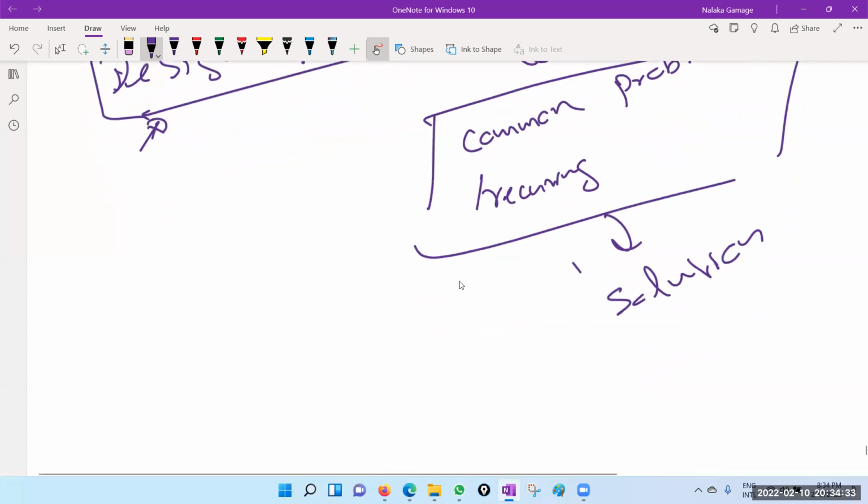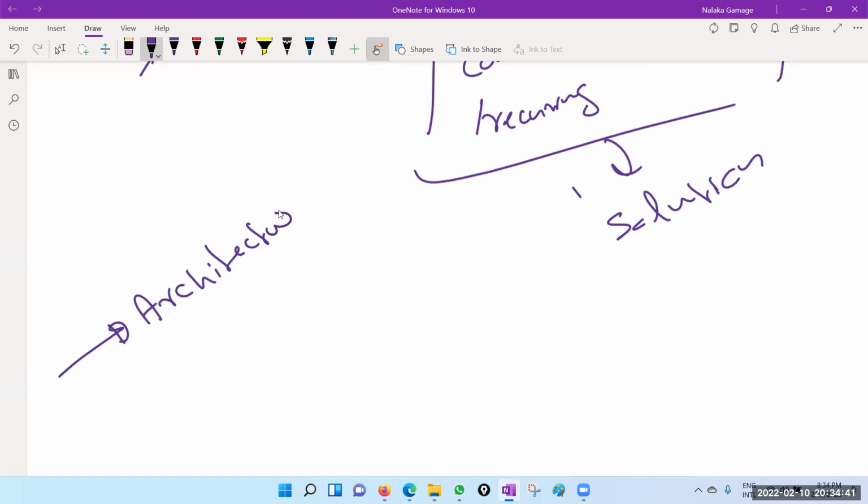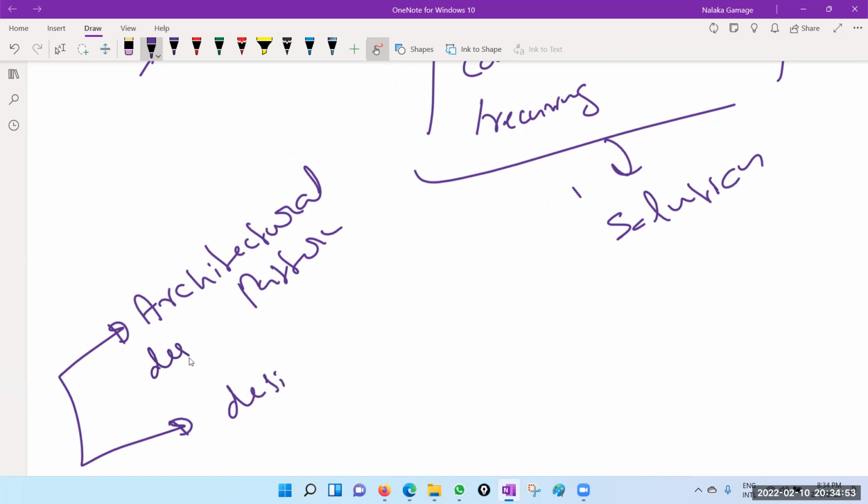And there are two types of design patterns. One is very high level patterns. We call them architectural patterns. And then we have more low level patterns. So we just call them the design patterns. Okay, these are architectural design patterns. These are just the design patterns.